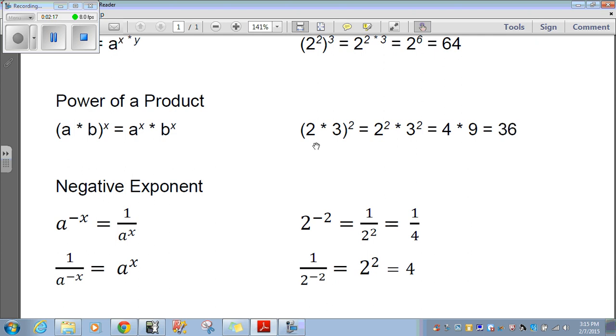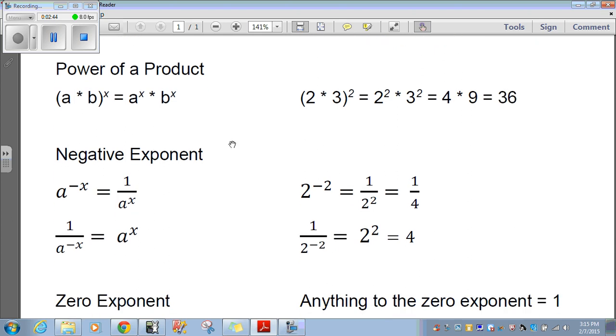And for an example, let's say you have a base of 2 times a base of 3, and the whole thing is being raised to an exponent of 2. Well, that's just distributing the 2. Here you'll have 2 squared times 3 squared, which is just 4 times 9, or just 36, which makes sense because 2 times 3 is 6, and 6 squared is 36. Okay? Now, let's continue on.